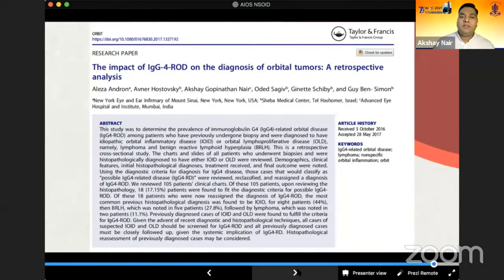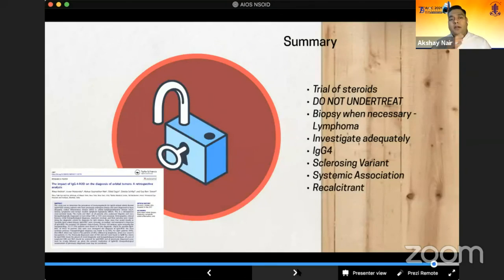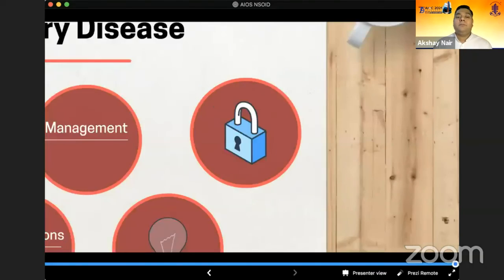I'm finishing up in 30 seconds. This was a paper that we had published where we did IgG4 staining on all cases of idiopathic orbital inflammatory disease retrospectively. And we found that almost a third of all patients who were treated, who were labeled as regular non-specific orbital inflammatory disease, were actually IgG4 positive disease, which, like I mentioned, has systemic implications as well.